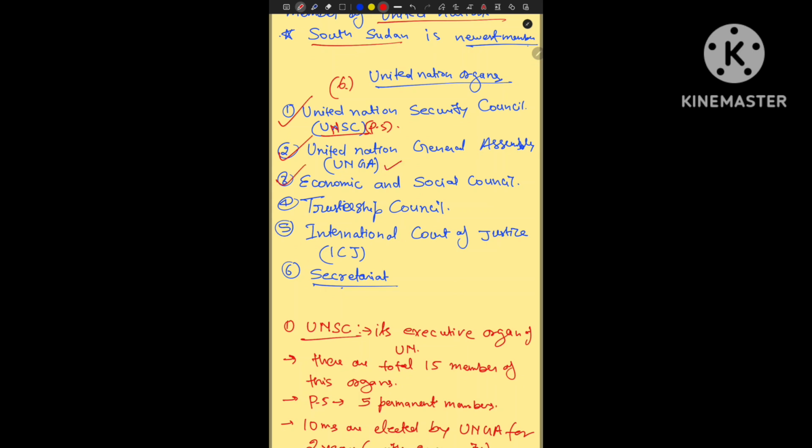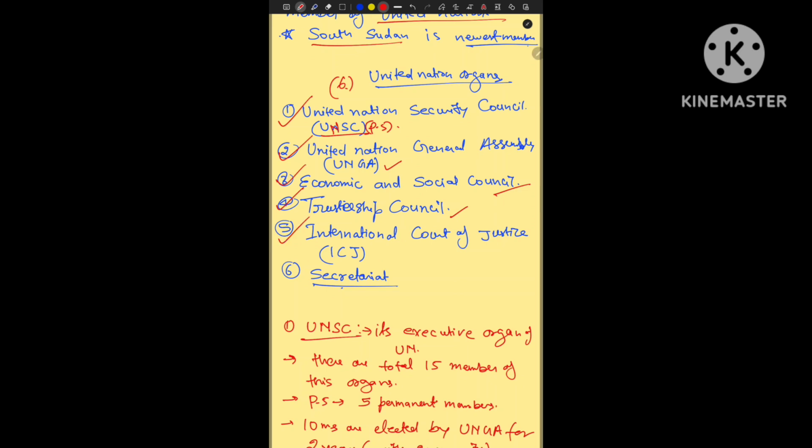The second one is the United Nations General Assembly, which is again a very important organ of the United Nations. The third one is the United Nations Economic and Social Council, which is again very important. And the Trusteeship Council was initially a very important organ of the United Nations, but it is almost not in use now, its function is almost over. But we have to remember it, because it was an initial organ of the United Nations.